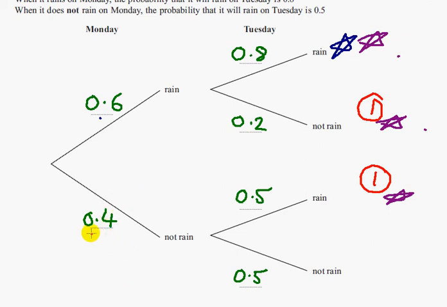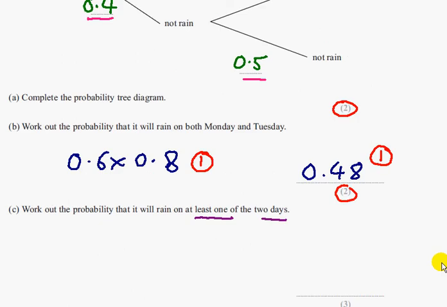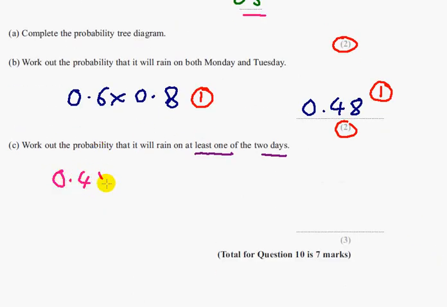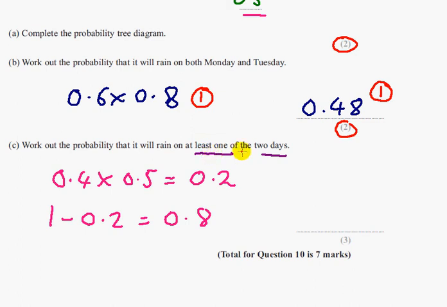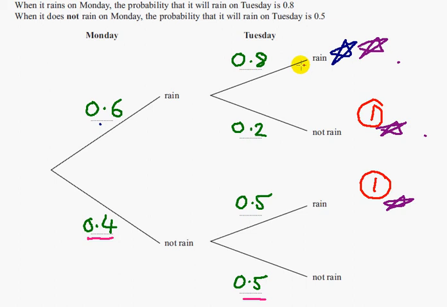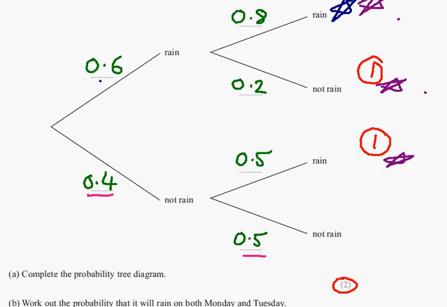You could work out the probability of it not raining and not raining, which is 0.4 times 0.5. So 0.4 times 0.5 will give you the probability of it not raining and not raining. So that's 0.2. And if you take that away from 1, that will leave you with the probability of it raining at least one of those 2 days. So your final answer is 0.8. Now if you want to do it the old-fashioned way of multiplying this and this and this and adding it together, that's also absolutely fine, but that will give you the same answer.